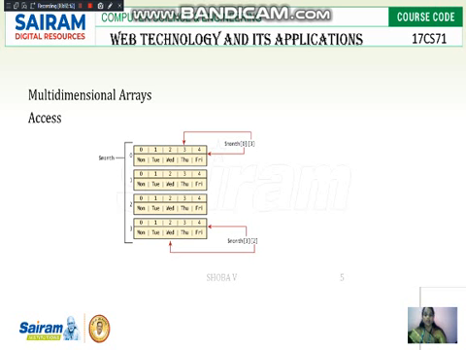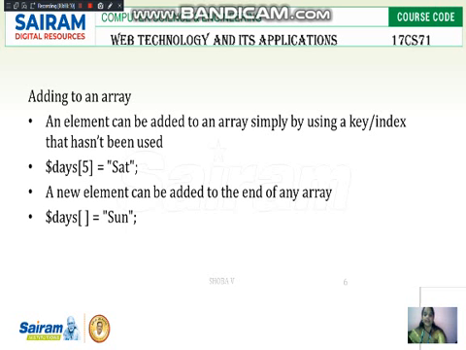This is what the diagram means: 0 is for the row and 3 is for the column. The key values are paired to the values given in the input field, so any number of elements can be accessed. Now, adding to an array: an element can be added to an array simply by using a key or index that hasn't been used. For example, if I use Saturday for the number 5, a new element is added, and it will happen at the end of the array.